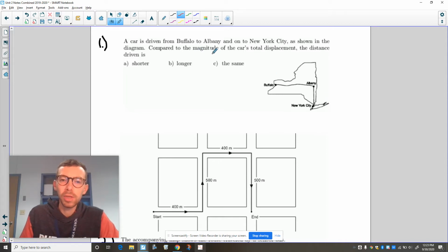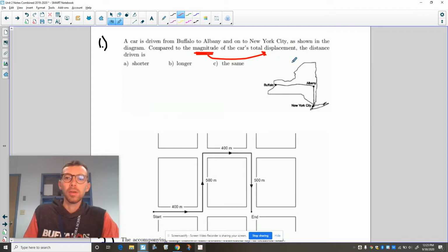Remember what magnitude means. Magnitude literally means we don't care about the direction, which we could report as plus or minus. We are interested in just the value of the displacement. So you got to think what's after the displacement. That's what you want to figure out, and that's actually the displacement. So compare the magnitude of the displacement. The distance is, how does distance compare to the displacement? That's what they're asking.